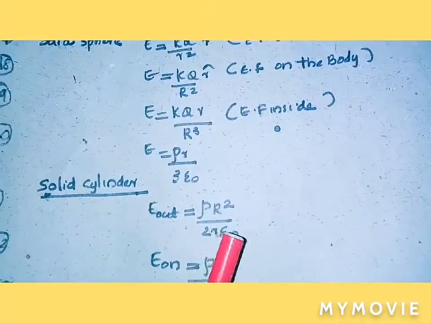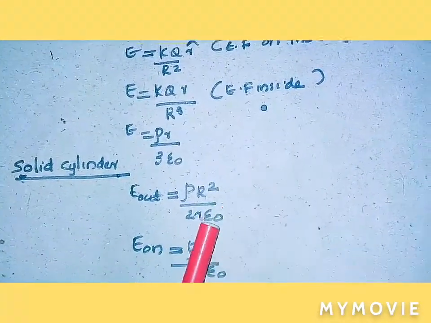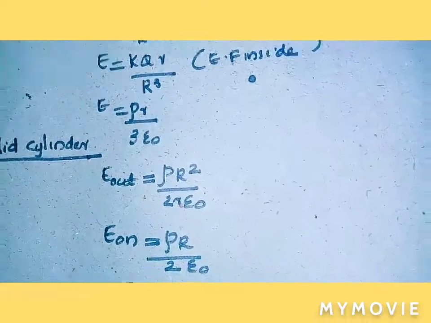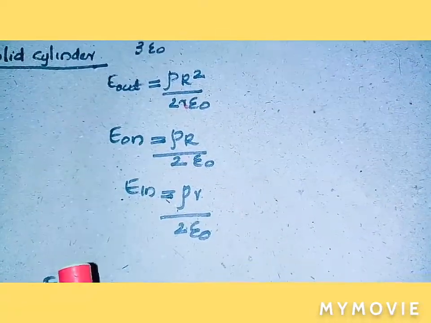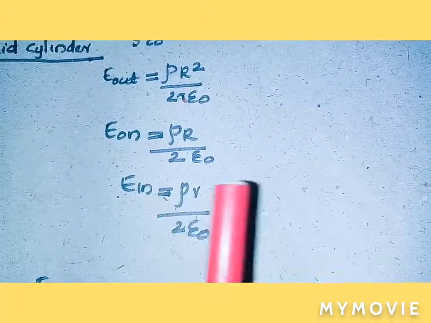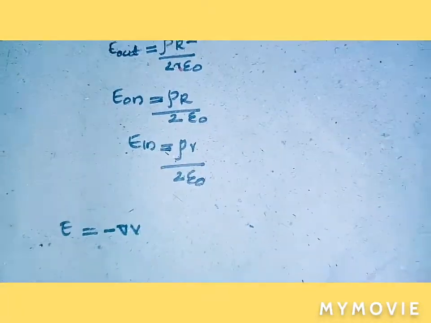For a solid cylinder, E out is equal to rho R square divided by 2 r epsilon naught. E on is equal to rho R divided by 2 epsilon naught. E inside is equal to rho small r divided by 2 epsilon naught.